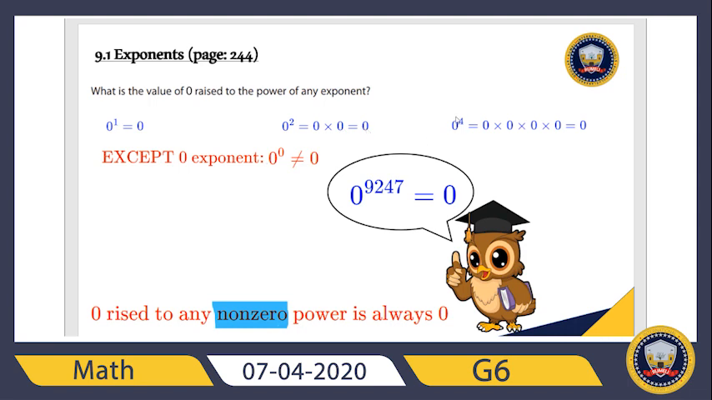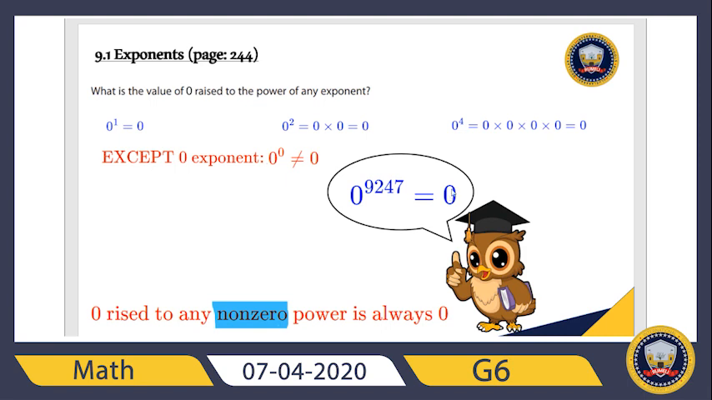Now what about 0 to the power of 4? Again, my base is 0. So my power is 4, so I multiply it 4 times. 1, 2, 3, 4 times. Okay? So 0 times 0 times 0 times 0 is always 0. So 0 raised to any number is equal to 0.